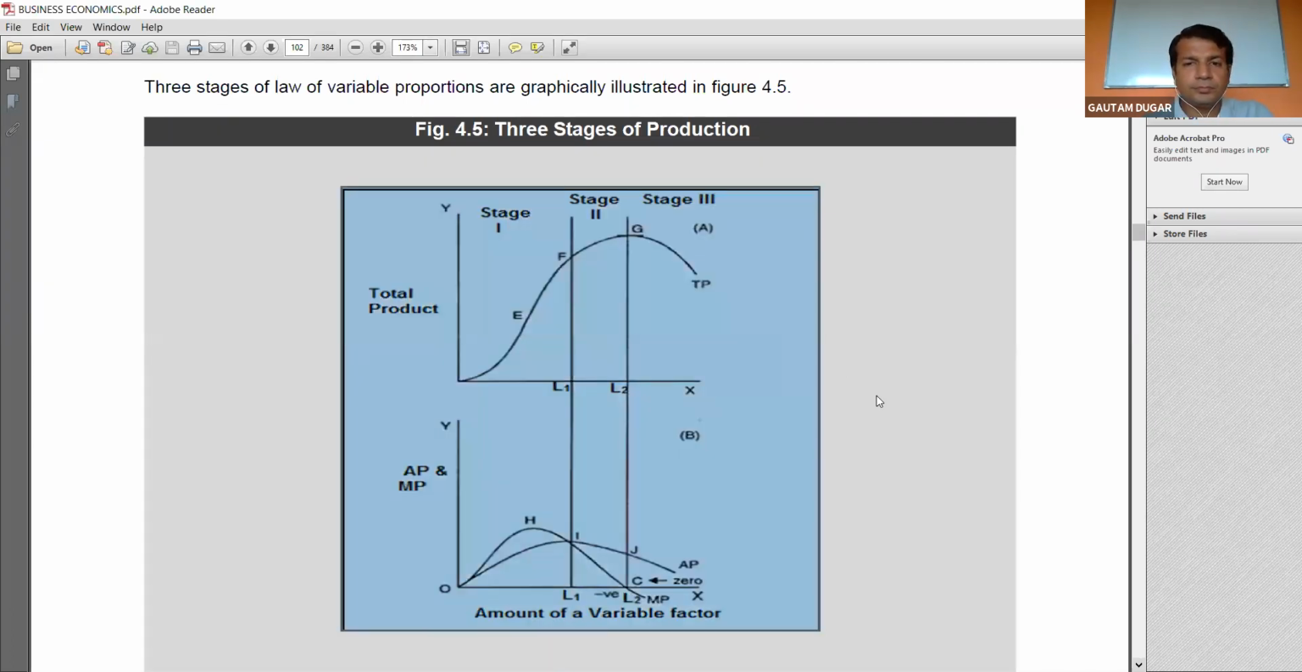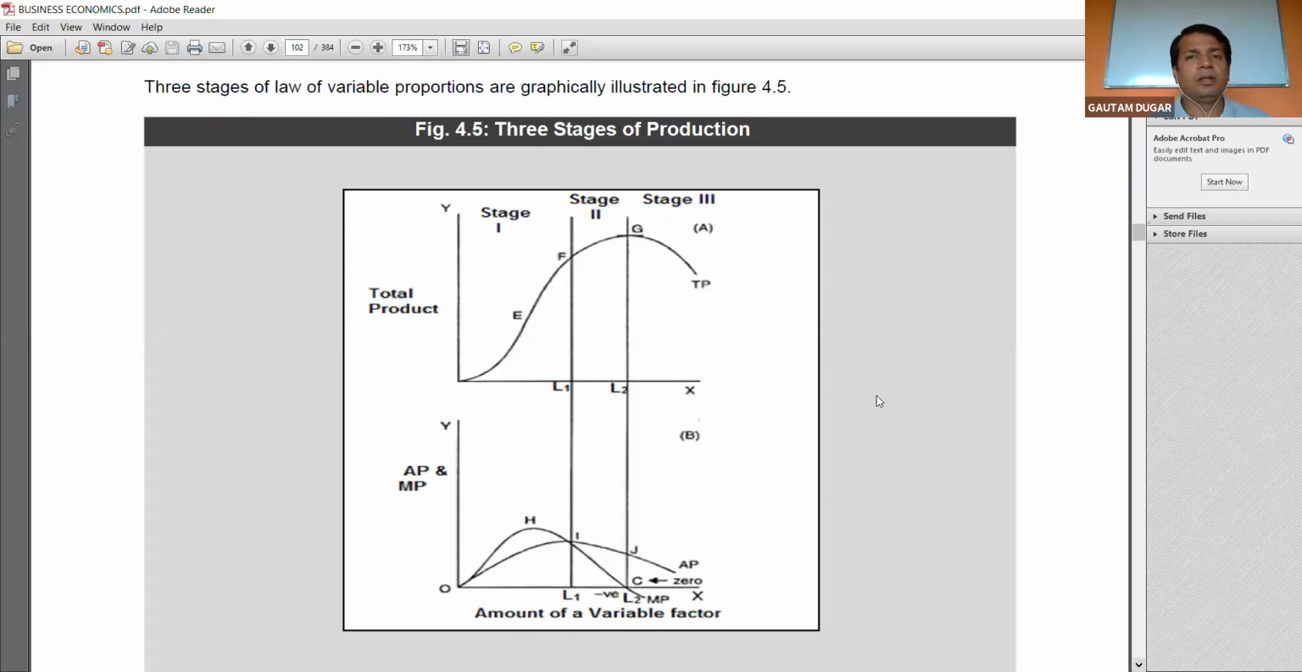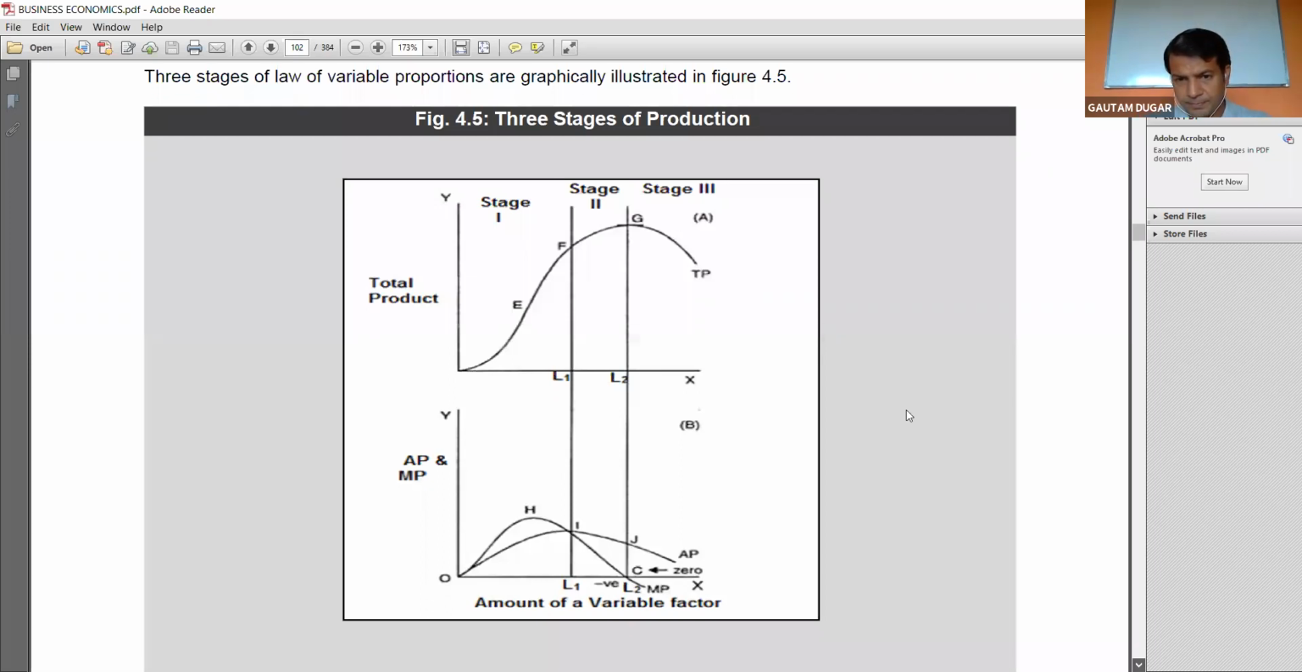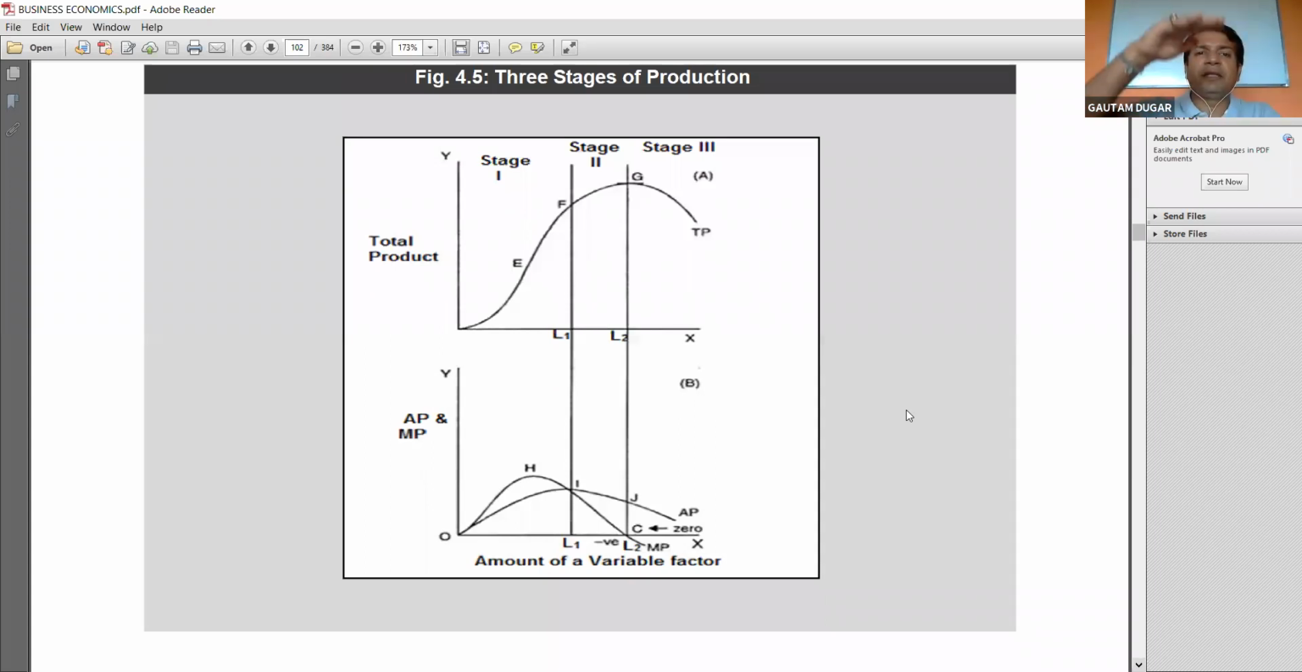So on the graph, on the screen before you, in the upper panel, we are having the total product. In the lower panel, we are having the AP and the MP. Up to OL1 amount of variable factor, on the OX axis we are measuring the amount of a variable factor, and along the OY axis, we are measuring the total product, average product, and the marginal product.